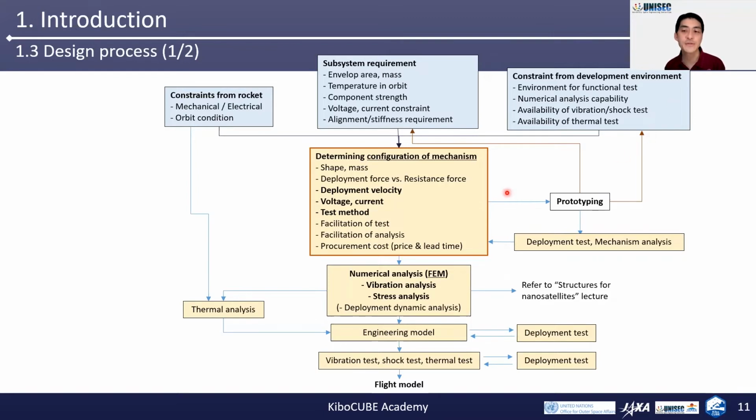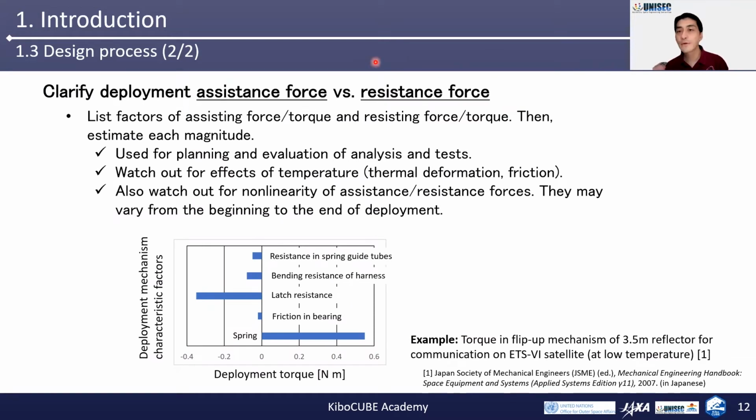After the basic configuration is determined by prototyping, you will carry out numerical analysis using a finite element method. FEM was described in lecture 11. Then you will proceed to the fabrication of an engineering model and qualification tests. Finally, the flight model is constructed and tested. During the prototyping and testing, it is important to clarify what the deployment assistant forces or torques are and what the deployment resistance forces or torques in your mechanisms are.